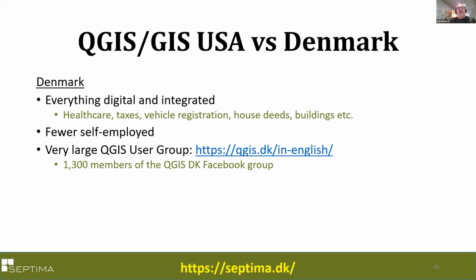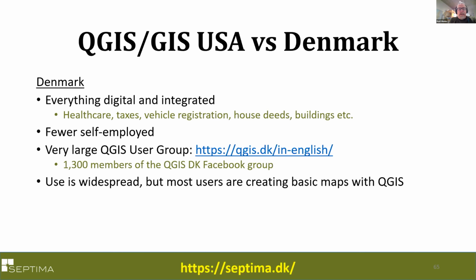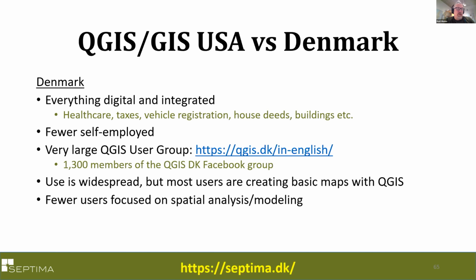Now, the US has 350 million people, and I think there's about 5 who are usually active in the US QGIS user group, and I'm still one of those. In Denmark, there's a huge QGIS user group. Denmark has a little under 6 million people, and on the Facebook group, for example, there's 1,300 members who are constantly chatting about QGIS. And QGIS use is pretty widespread in Denmark. But most of the users are creating pretty basic maps. They're not doing a lot of spatial analysis and things like that, but everyone is using QGIS to basically make maps for reports.